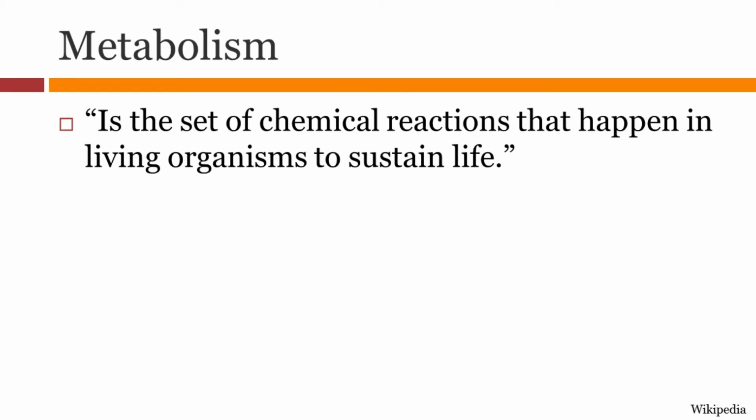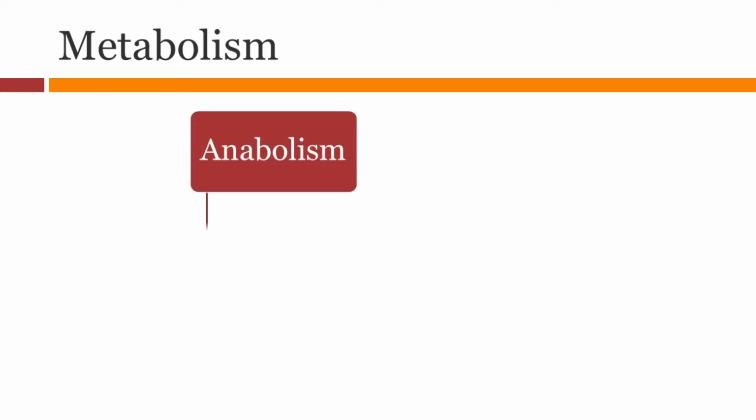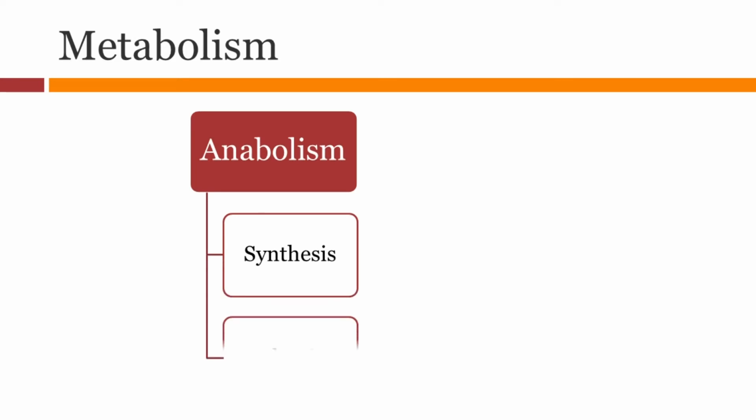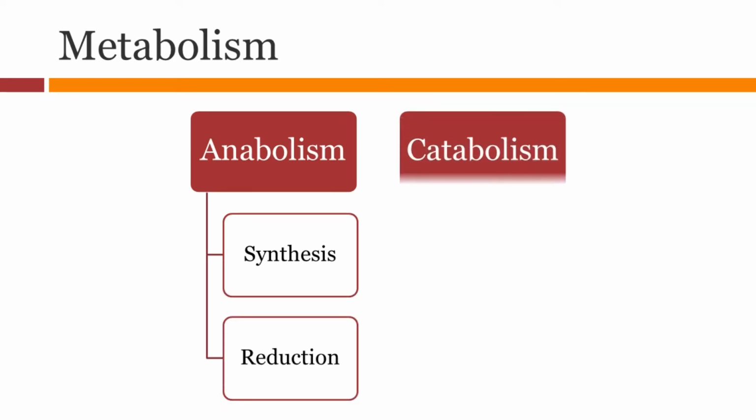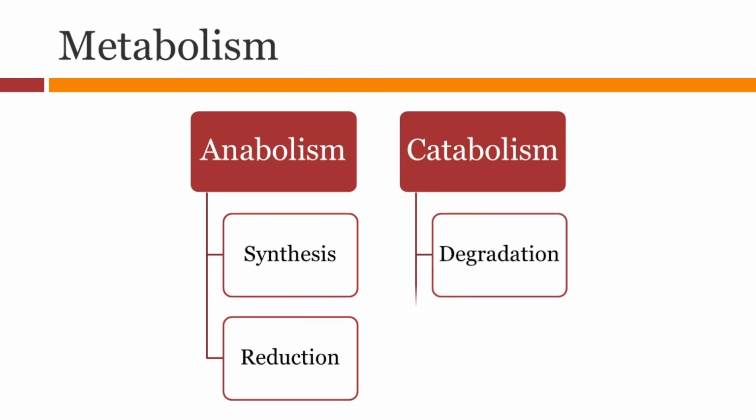A quick definition from Wikipedia for metabolism is the set of chemical reactions required to sustain life in an organism. Metabolism can be divided into two main groups, anabolism and catabolism. Anabolism is the synthesis of metabolites and is known as biosynthesis. Catabolism is the degradation of substances, and the process is known as oxidation.